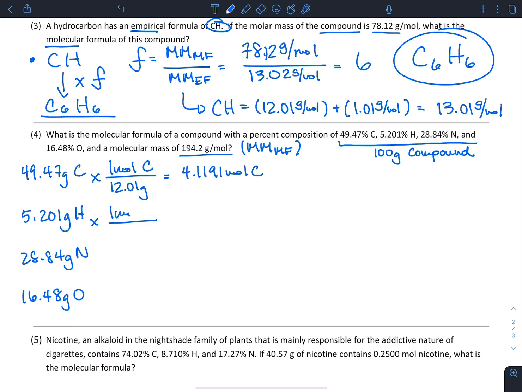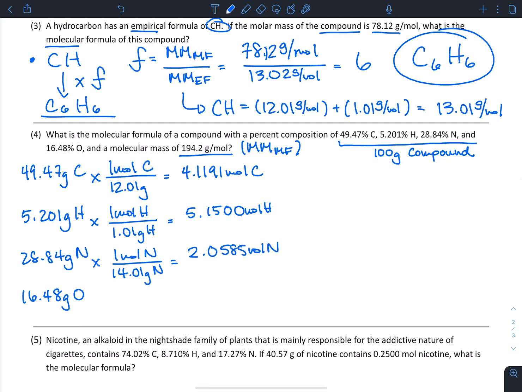All right, for hydrogen, we have 1 mole of hydrogen, and we have a molar mass of 1.01 grams. We do that division, so 5.1500 moles of hydrogen. Same thing for nitrogen. 1 mole of nitrogen has a molar mass of 14.01 grams. And that division gives us 2.0585 moles of nitrogen. And then last, oxygen.